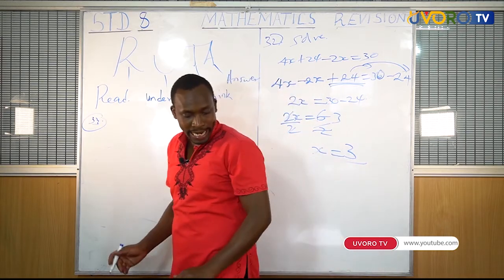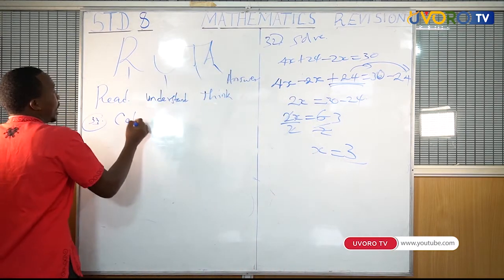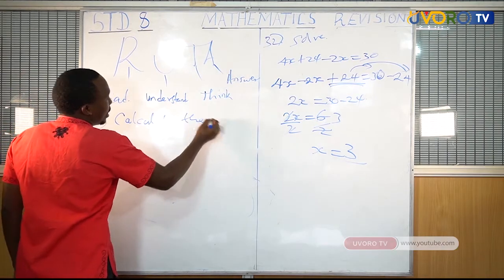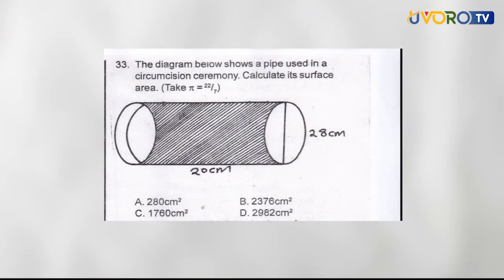Calculate the surface area of the pipe. Now, we have a pipe that is drawn here. All of you know what a pipe is. You are supposed to take pi to be 22/7. Pi is not Isosceles. We cannot ask Isosceles to come and do this. We use a certain figure.